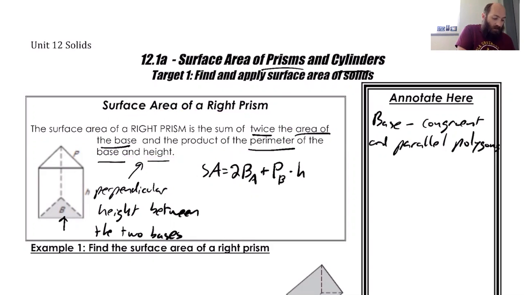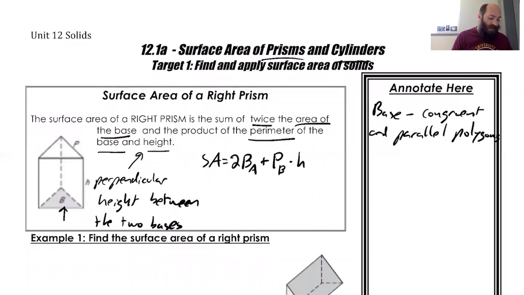And again, this perimeter of the base is referring to the same base as this. So whatever your repeated polygons are, that's your perimeter that you're doing. Height is the distance between these two. So that's why it's this height right here. It's also the perpendicular height. So make sure you're paying close attention to that.